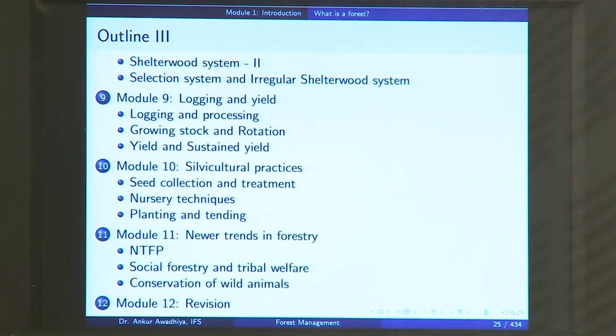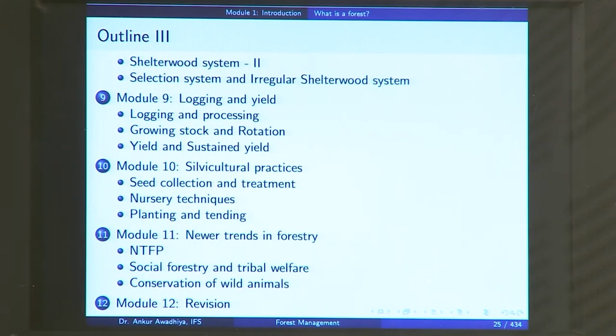Now, the 11th module will cover newer trends in forestry. So, earlier we were managing a forest for trees for the timber, and these days we are having a much greater emphasis on the non-timber forest produce. So, what is a non-timber forest produce? What are the kinds of non-timber forest produce, and what are the kinds of operations that we are doing or the kinds of management we are doing to have these non-timber forest produce.